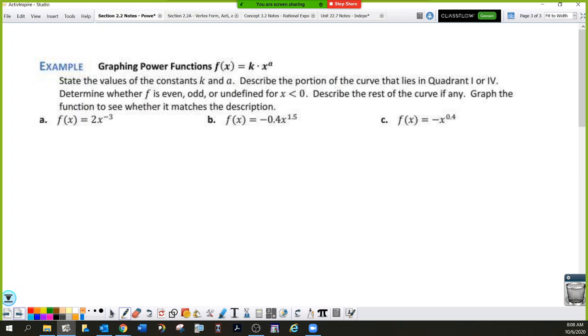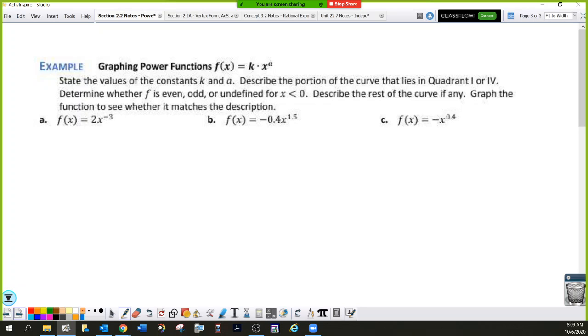Oh my goodness, more graphing. Okay. State the values of the constants k and a. Describe the portion of the curve that lies in quadrants 1 or 4. Why quadrants 1 and 4? Because that's where x is greater than or equal to 0. So finally, at least the authors got this one right. Determine whether f is even, odd, or undefined as x is less than 0.